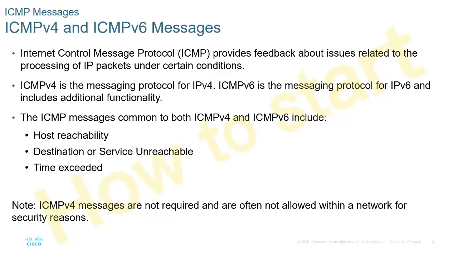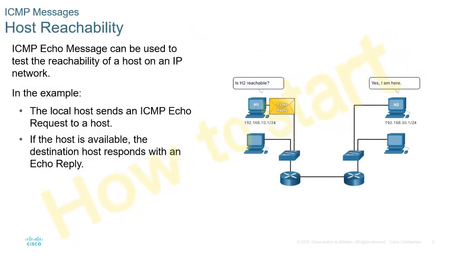So what happens with host reachability? Essentially, we can send an echo request to a destination. Sorry, I said echo reply. The source will send an echo request, and the destination will send an echo reply. The request is requesting a reply, and assuming it's not disabled, it should respond with the reply.